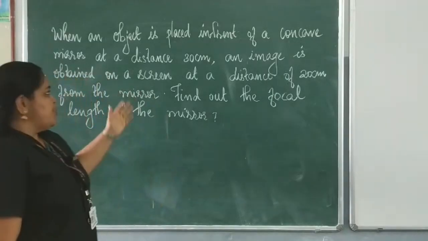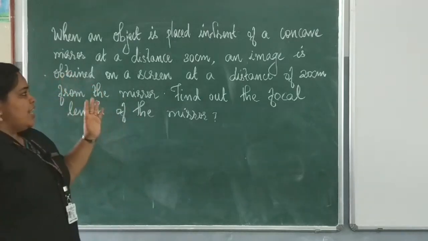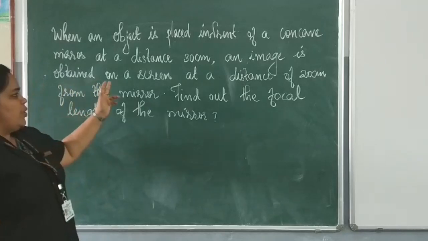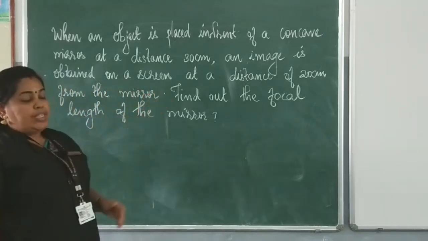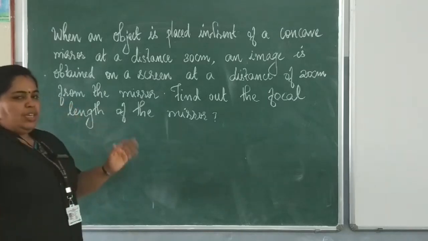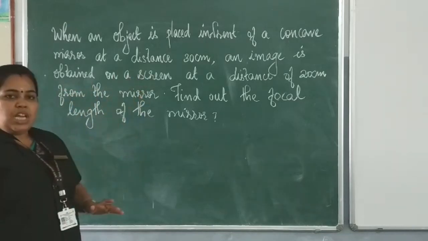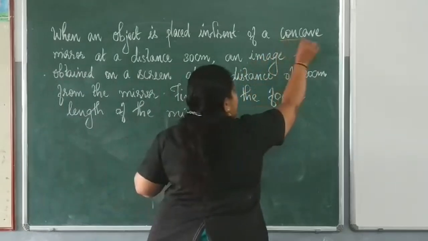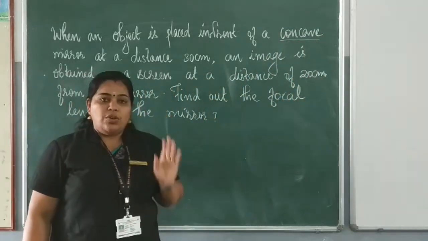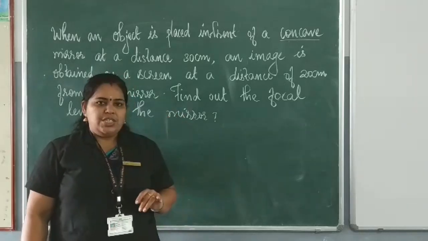Okay, now look at this problem. When an object is placed in front of a concave mirror at a distance of 30 centimeter, an image is obtained on a screen at a distance of 20 centimeter from the mirror. Find out the focal length of the mirror. So first, read the question nicely and see which type of mirror. It is a concave mirror, isn't it? So always keep in mind for a concave mirror, U, V, F, everything will be negative.